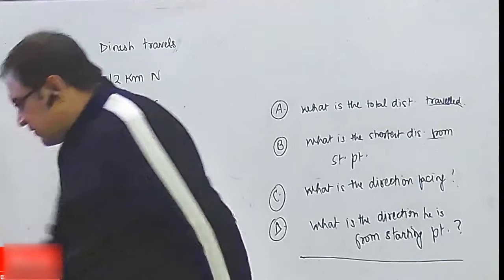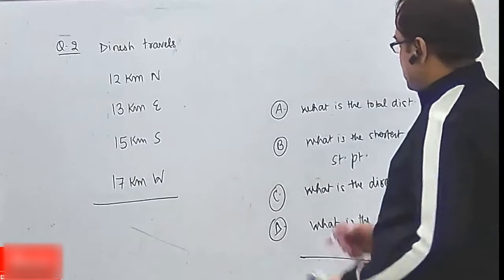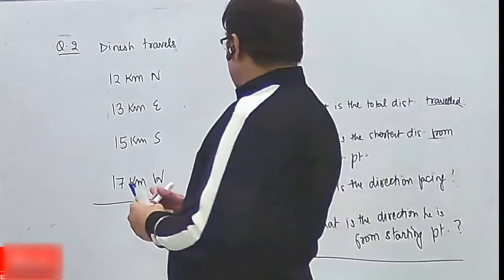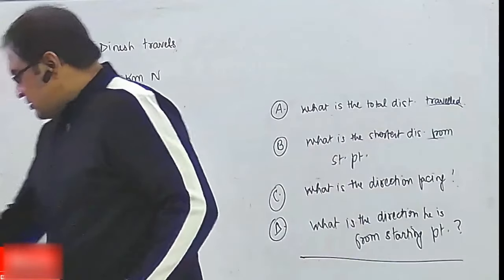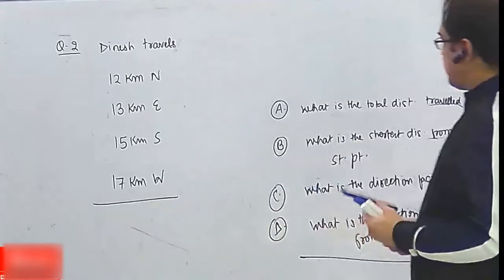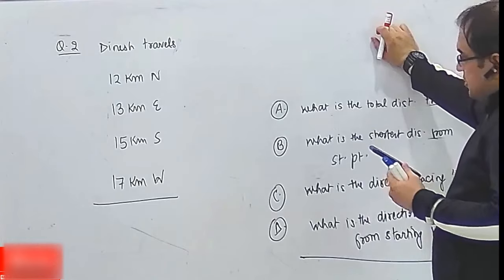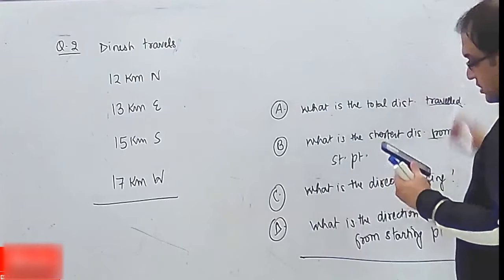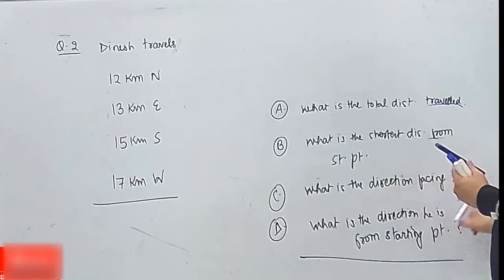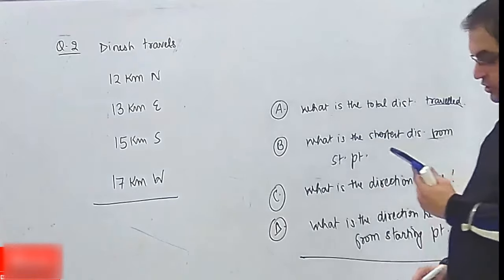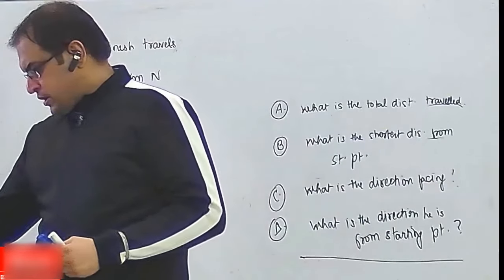Okay, Jyoti says 67. The answer is 57, not 60. What is the total distance traveled? What is the shortest distance? What is the direction faced from the starting point? Okay, check 67.